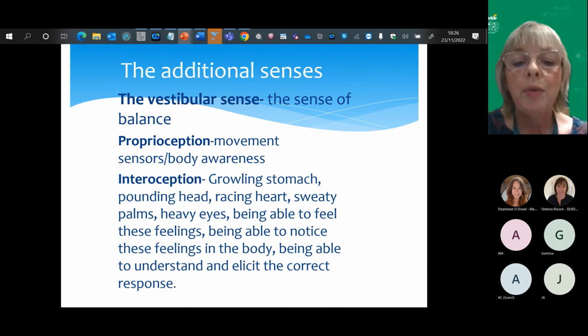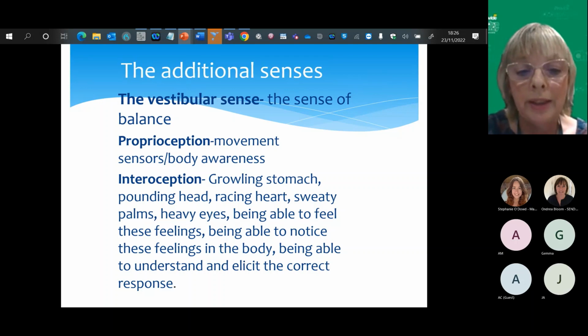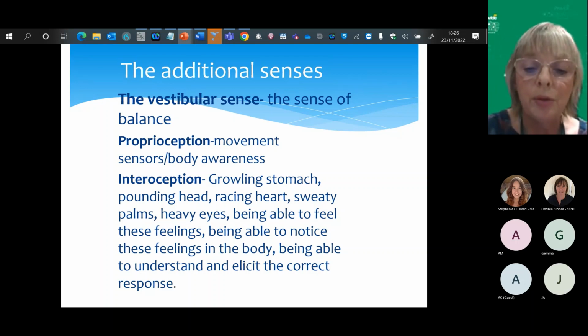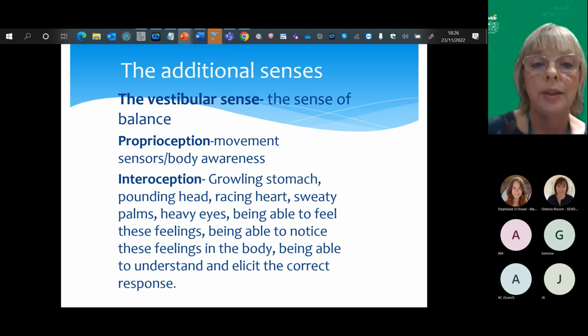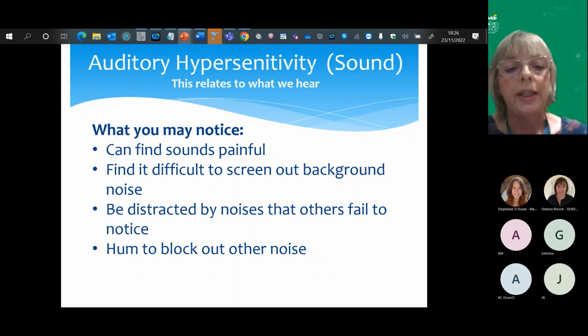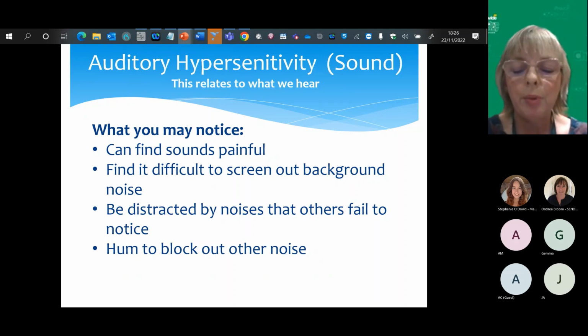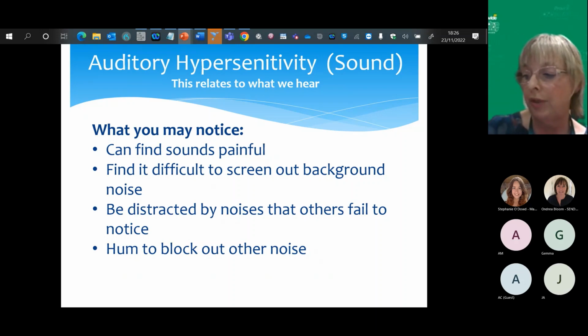But if you don't understand and you can't read those sensations, then it can sometimes mean that our interpretation of our own emotions is affected. And if you can't interpret your own emotions, it's going to be really, really hard to understand anyone else's. So I've got auditory hypersensitivity, we've talked a little bit about already. So with children that are auditory hypersensitive, that's probably the most obvious one to spot.